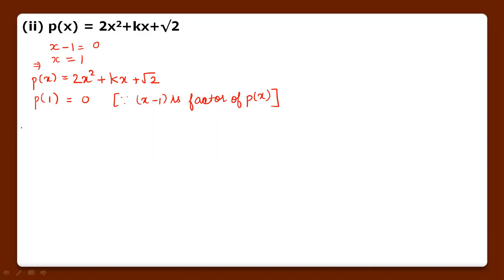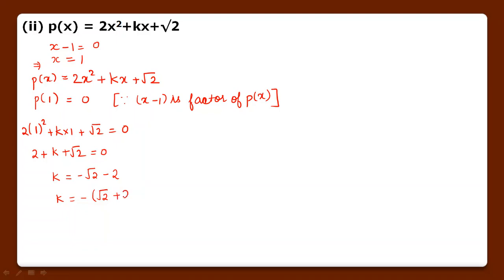अब x की जगह हम 1 पुट करेंगे. 2 into 1 square plus k into 1 plus root 2 equals to 0. 1 square is 1, 2 plus k plus root 2 equals 0. अब हमें k की वैल्यू निकालनी है तो k को हम इस साइड रखेंगे, बाकी को हम दूसरी साइड लिख देंगे. प्लस का रूट 2 है तो इधर जाके माइनस का रूट 2, प्लस का 2 है तो माइनस का 2. We can take minus as common. What will we get inside? Root 2 plus 2. So this is the value of k in this part.